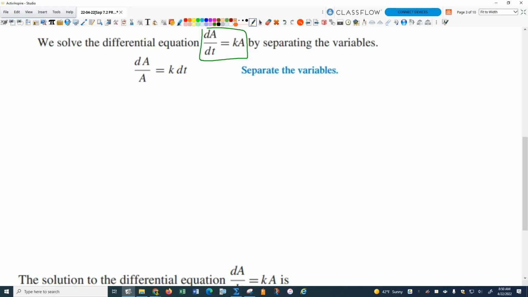So we separate the variables. We're going to push the A's to the left and the T's to the right. And then we just integrate both sides. Okay, so what happens when we integrate here?